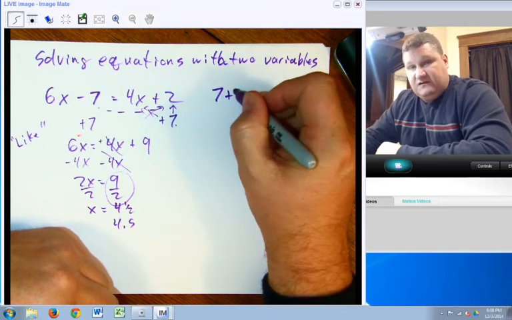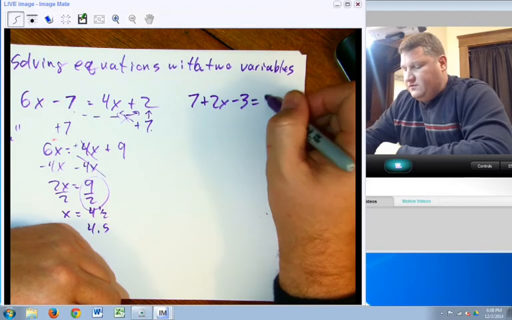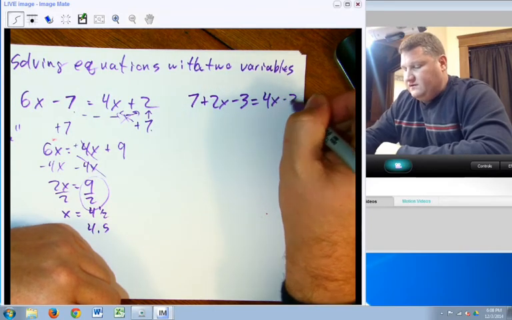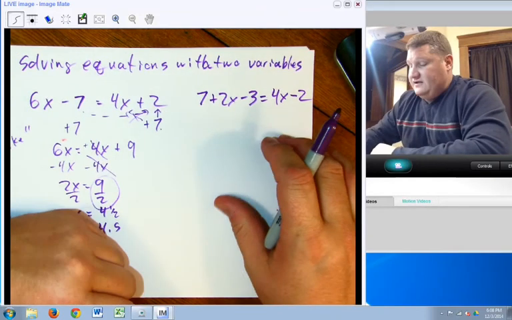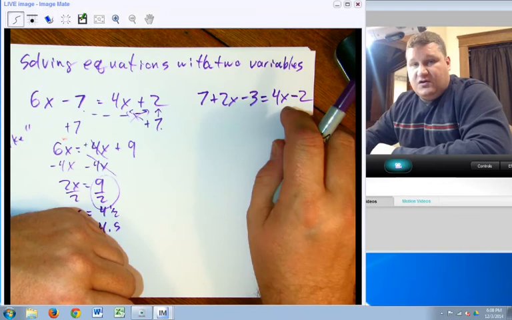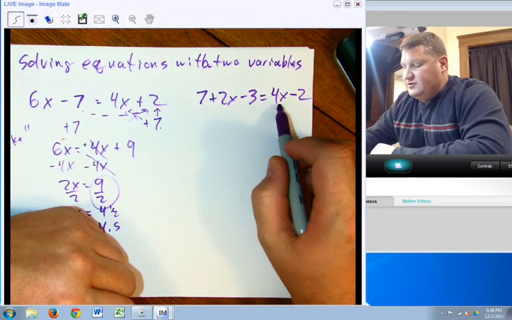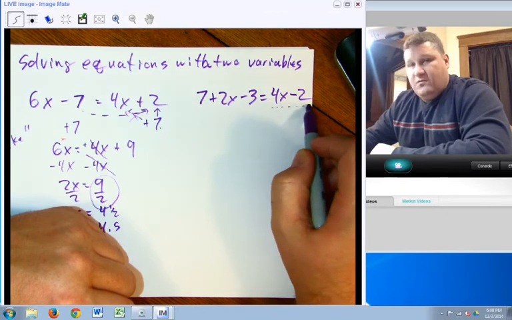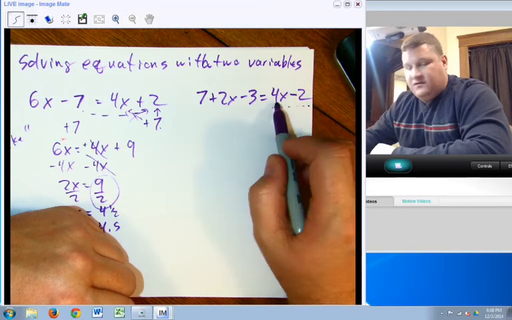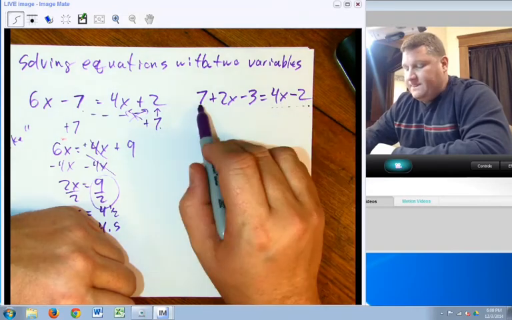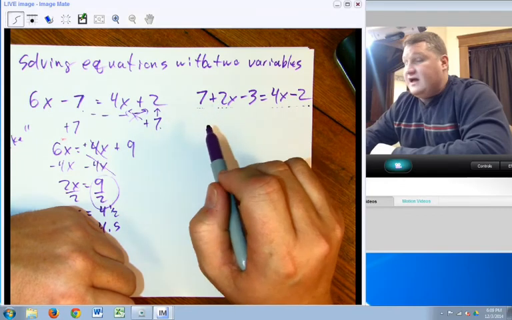7 plus 2x minus 3 equals 4x minus 2. Now, in this particular case, I have all sorts of numbers all over the place. First thing I'm going to do is say, is there anything I can put together over here? Well, 4 has an x with it. 2 does not, so those are not like terms. I can't put them together. 7 doesn't go together with 2x because the 2x has an x with it.